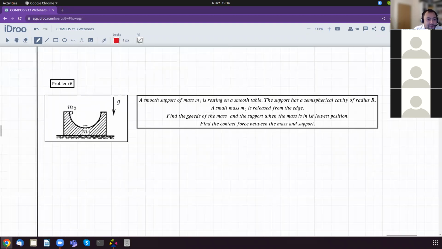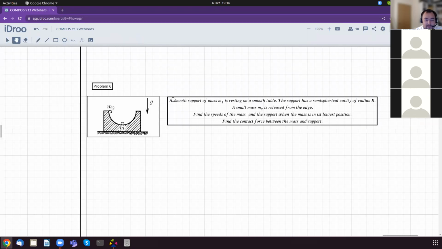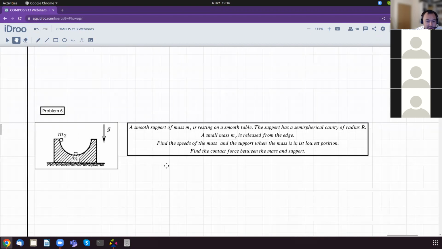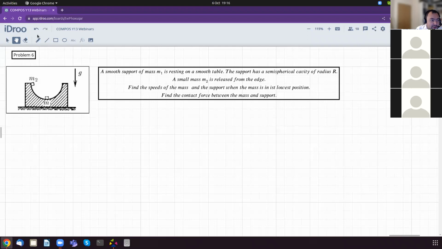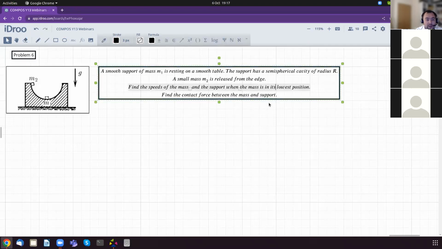A smooth support of mass M1 is resting on a smooth table. The support has a hemispherical cavity of radius R. A small mass M2 is released and it starts sliding. Find the speeds of the mass and the support when the mass is in its lowest position. Find the contact force between the mass and support at this instant.